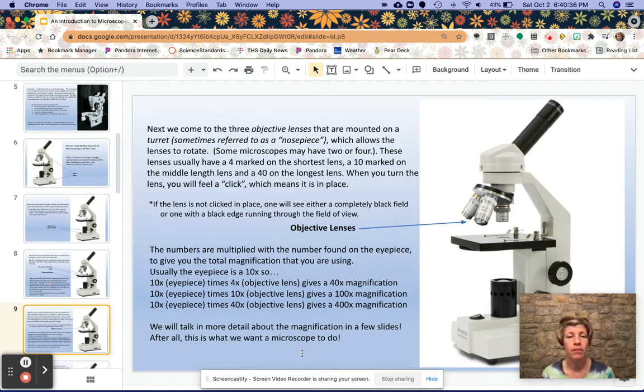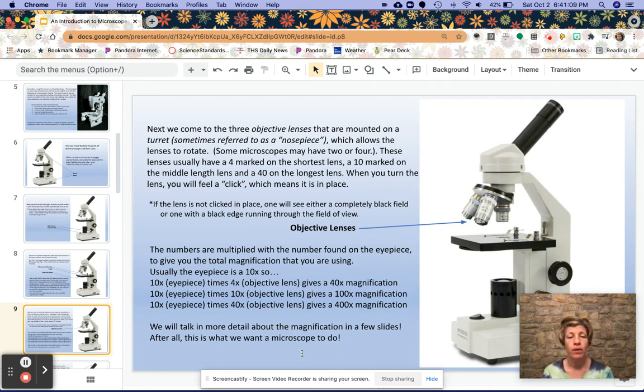Next, we come to the three objective lenses that are mounted on a turret, sometimes referred to as a nose piece, which allows the lenses to rotate. Some microscopes may have 2 or 4. These lenses usually have a 4 marked on the shortest lens, a 10 marked on the medium length lens, and a 40 on the longest lens. When you turn the lens, you will feel a click, which means it is in place. If the lens is not clicked in place, one will see either a completely black field or one with a black edge running through the field of view.